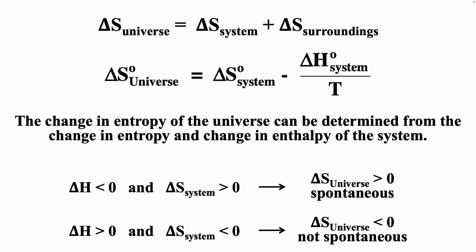If delta H is positive, that means it's endothermic. The surroundings is losing heat, so the delta S of surroundings would be negative. If delta S of the system is also negative, that means delta S universe would have to be negative, and that would be non-spontaneous.